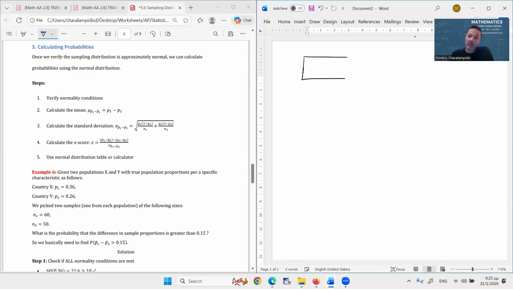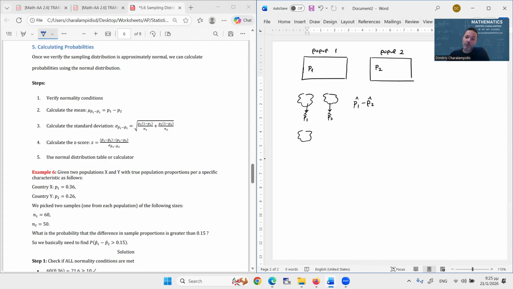So, we had two different populations, population 1 and population number 2. We measured for a specific characteristic the true population proportion. Then we got one sample from the first and a sample from the second, and we calculated the sample proportion, the p1 hat, taken from the first, and the sample proportion taken from the second, and then we measured their difference, p1 hat minus p2 hat.